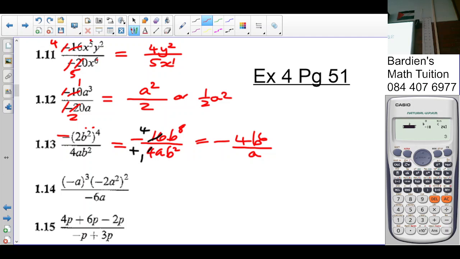Yes, Michael? Without the a? No. Because the a belongs to the denominator, not the numerator. So if you're saying it's negative 4a, b to the 6, you have lost them all. So, the answer to the next one.